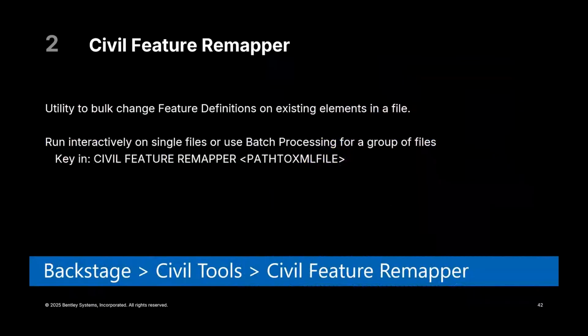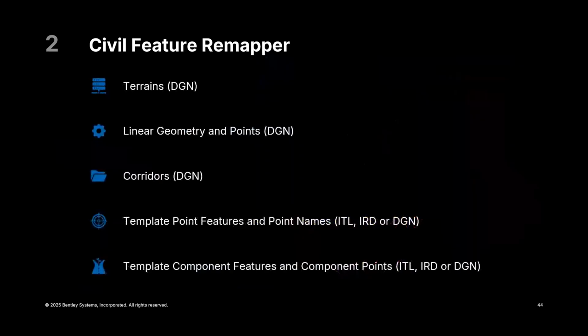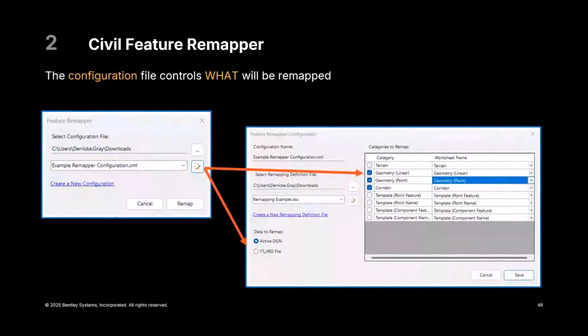So you go to Backstage, Civil Tools, Civil Feature Remapper to start this. When you do, and it lets you remap these 5 things that we'll continue to talk about, it is going to bring up a dialog that looks something like this, the one on the left. Now, the first thing that you define is a configuration file of what you're going to remap. And that's what's blown up a little bit more on the right side of the screen.